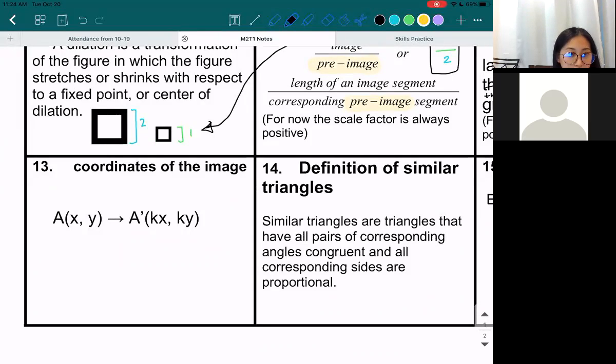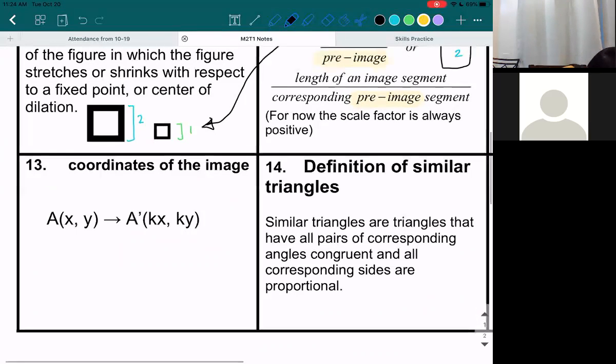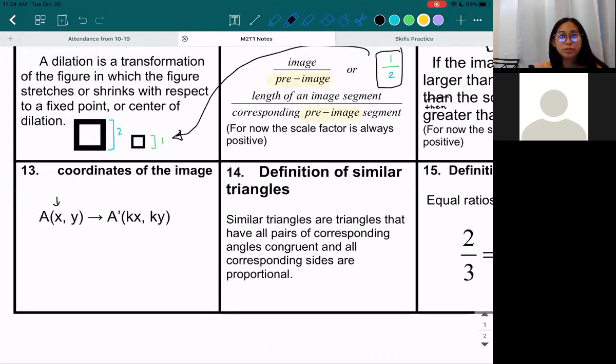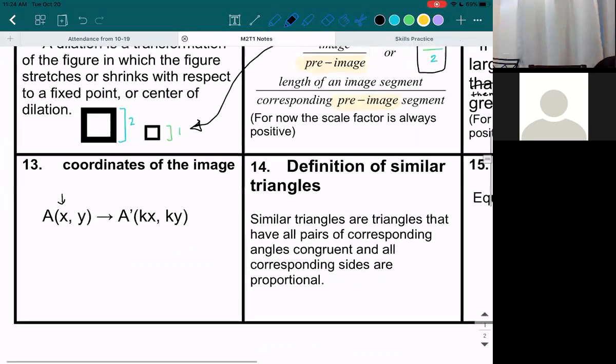So if you have your original image A, so this is your pre-image. I don't know why when I put my hand on my iPad, it keeps zooming, so I apologize for that. It's being annoying. Okay, so this is your pre-image.